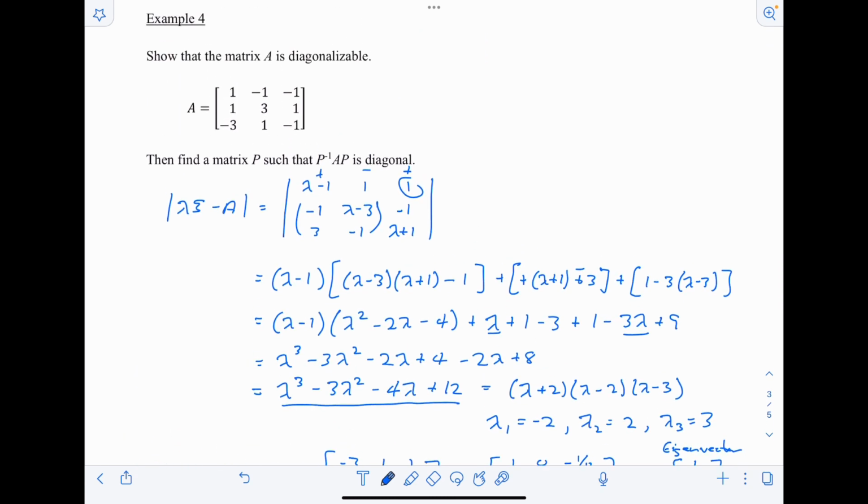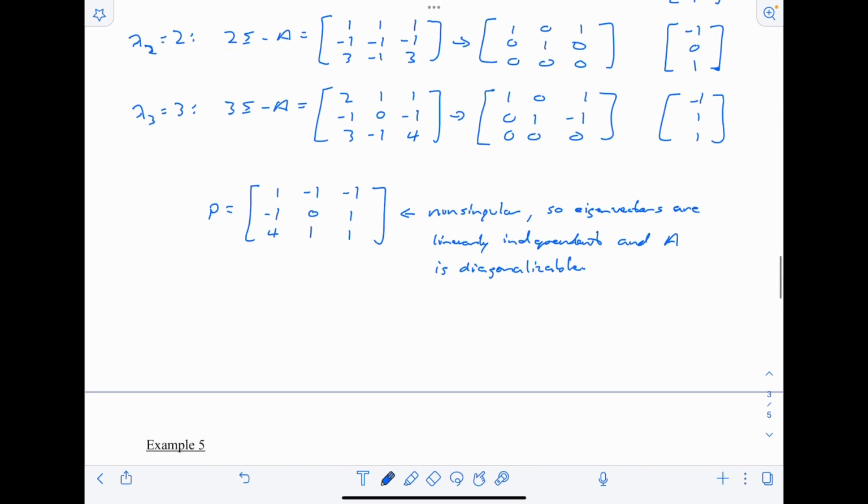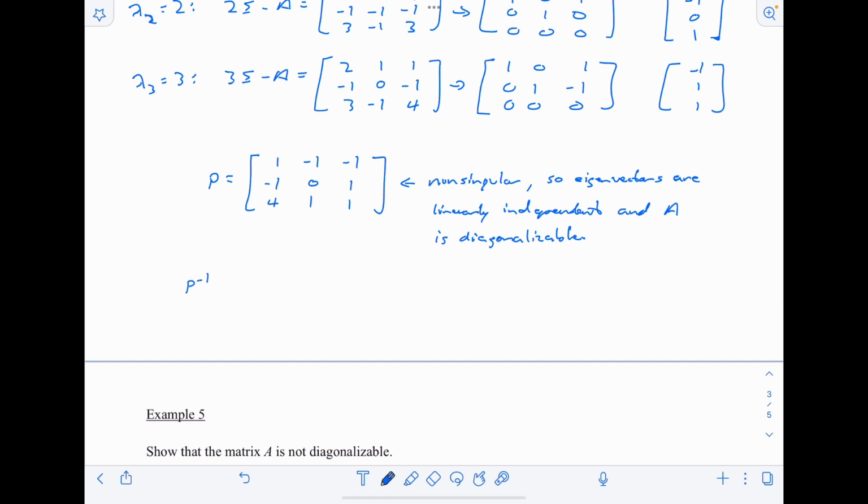Now it says, we already found the matrix P, but now we need to show that P inverse times A times P is diagonal. So very, very simply, and again, just go ahead and throw this into a calculator or some other software. But if we find this, we would get -2, 0, 0, 0, 2, 0, and 0, 0, 3, which of course is a diagonal matrix.